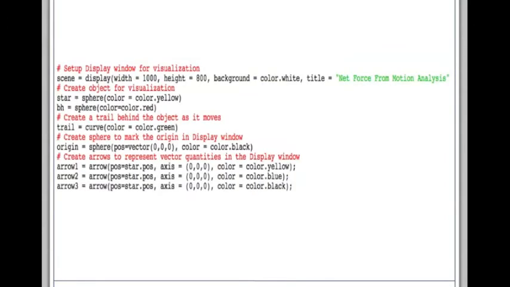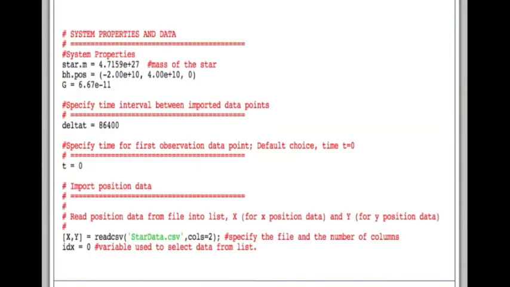We then turn to VIdle. We set up our scene. The thing that is of most importance here are the arrows. Arrow 1 is the net force, which will be a yellow arrow. Arrow 2 is the perpendicular force, which will be a blue arrow. And arrow 3 is the parallel force, which will be a black arrow. We then insert the given information.